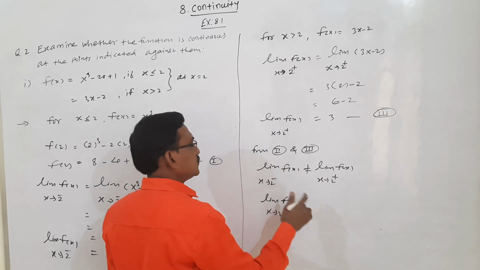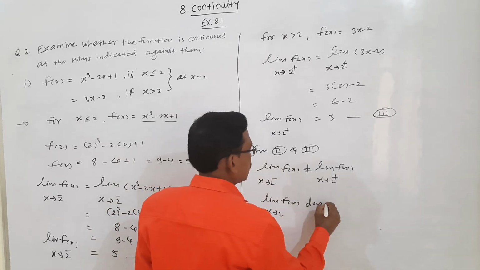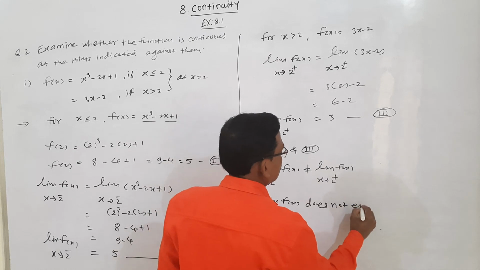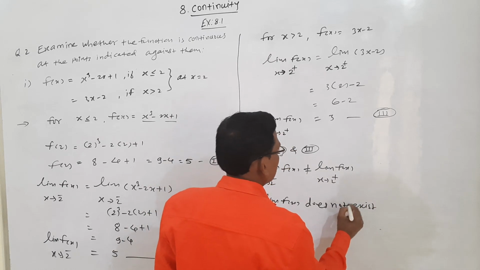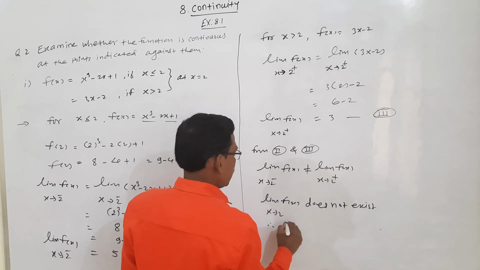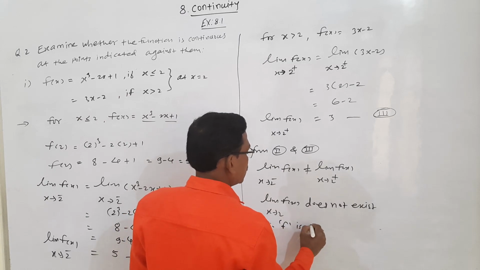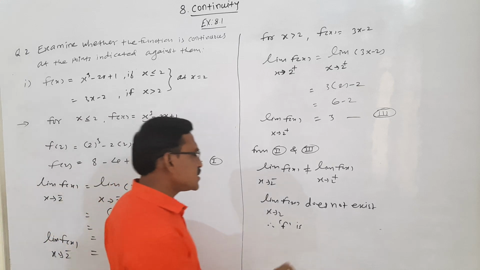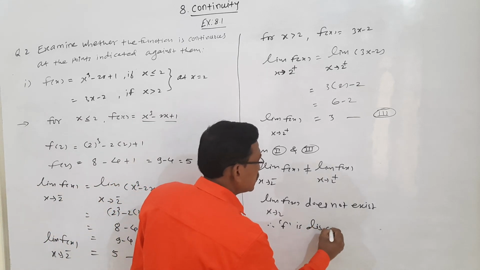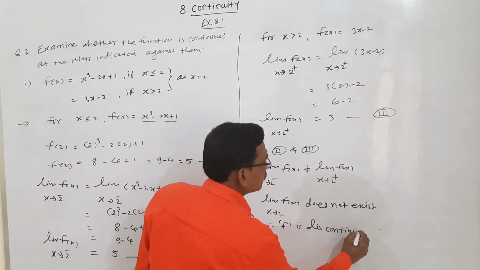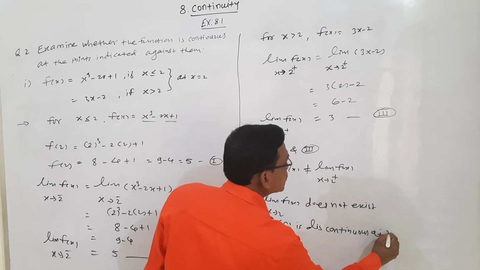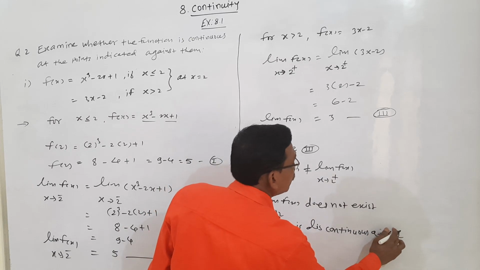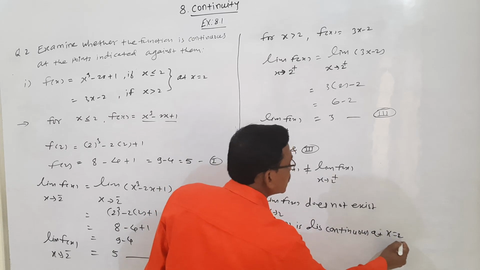Common limit does not exist. And therefore function is discontinuous. Function is not continuous means it is discontinuous. Okay. It is discontinuous at x equal to 2. 2 या पॉइंटला हे फंक्शन डिस्कंटिन्युअस आहे.